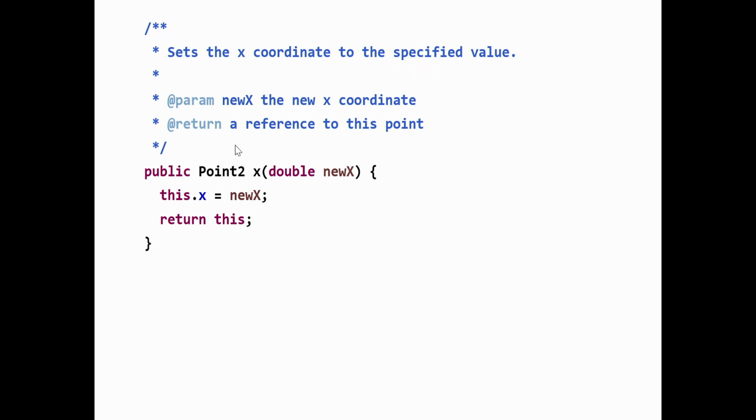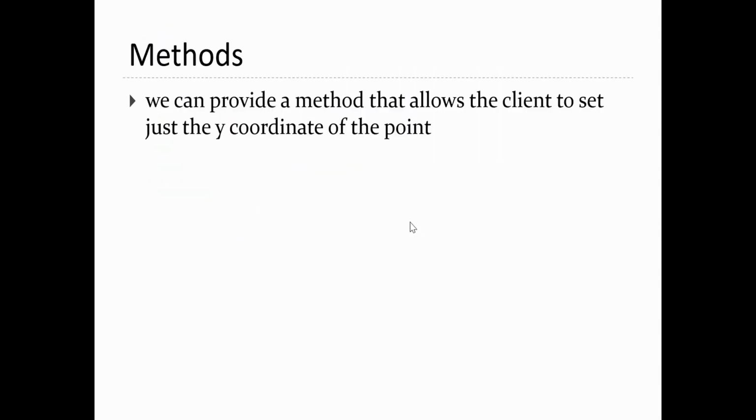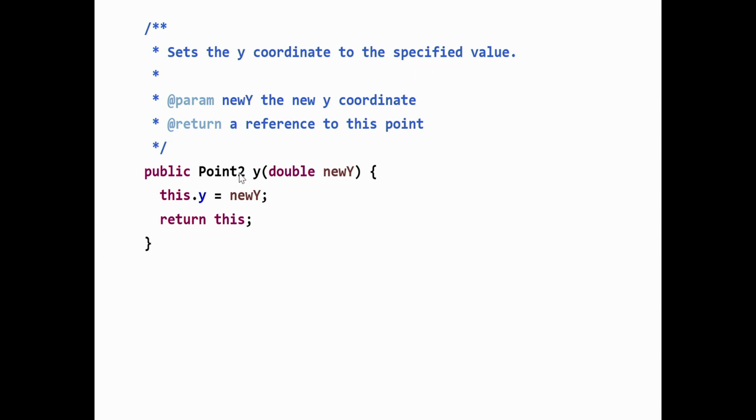Same deal here. I'm going to return a reference to the point in this example, because it's often useful to chain method calls together. So again, return this returns a reference to the object that was used to call the method. And you can keep on going. So now I can provide a method that lets the user change the y coordinate. It's going to look exactly the same as the previous one. So it's called y. It takes in one parameter, that's a double, which is the new y coordinate. this.y equals newY, and in this case, return this.